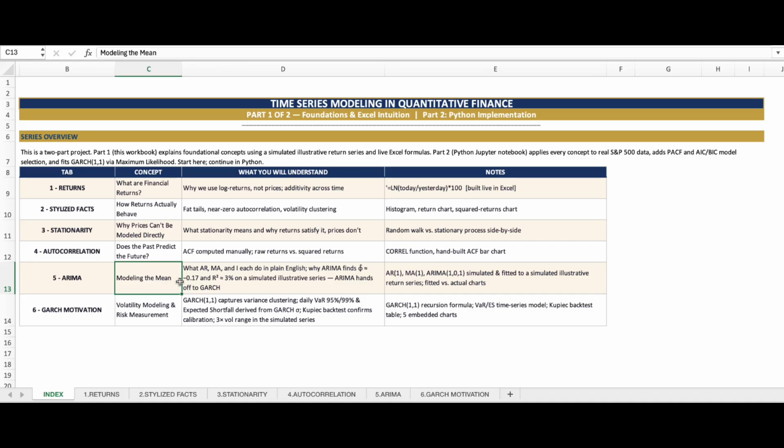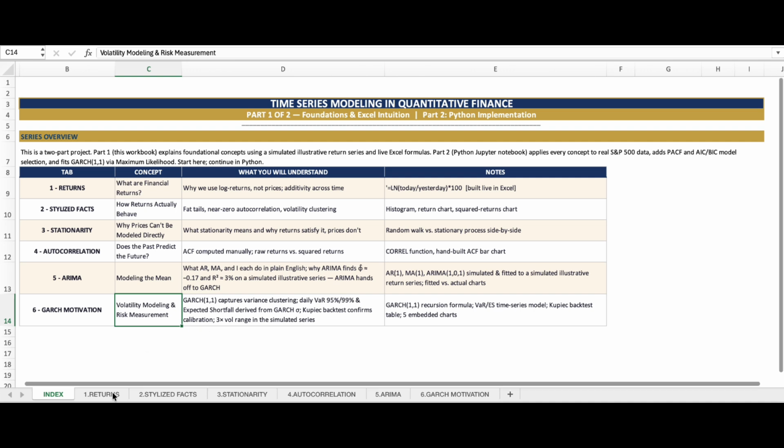Then in section 5, we build AR1, MA1, and the ARIMA models in Excel. We will fit it to a simulated return series and see what it finds. And the finding is not something which is very helpful, and that is expected. And that is what brings us to section 6, which is the GARCH motivation. So this is where everything will connect, and we'll show why volatility is not constant. And we build the GARCH model. We derive daily risk estimates and run a formal backtest to check calibration.